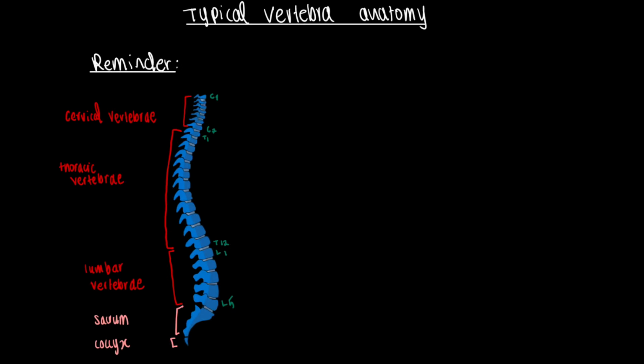Before we dive into the anatomy of a typical vertebra, let's begin with a quick reminder of the structure of the vertebral column. The human vertebral column consists of 33 vertebrae in total, divided into 5 regions: 7 cervical, 12 thoracic, 5 lumbar, 5 sacral, which are fused into one bone, and 4 coccygeal vertebrae, which are also usually fused.